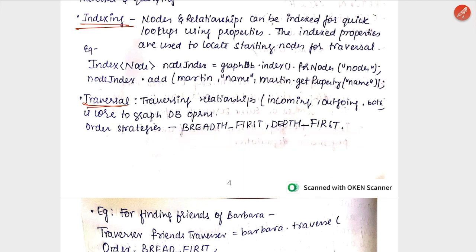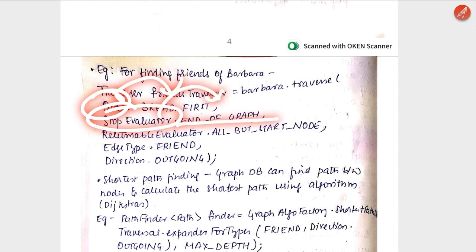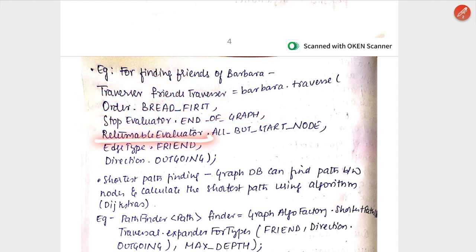Let's look into the code here. The code for finding friends of Barbara. So Traverser friendsTraverser is equal to barbara.traverse. Under that we have order should be breadth first, and the stop evaluator at the end of the graph, so you're stopping the evaluation process. Then the returnable evaluator, all but start node. Here you are determining which nodes are included in the result of the traversal. All but start node means all nodes will be included except the starting node.